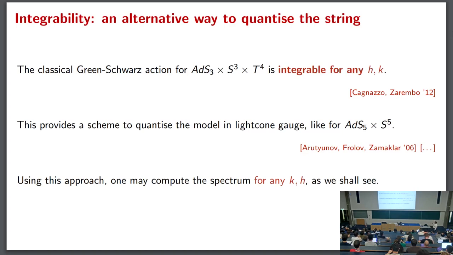At the classical level, this model, the string nonlinear sigma model, is integrable for any values k and h. And that allows you to basically come up with a scheme to quantize the Green-Schwarz action in light cone gauge. And this leads you to a set of equations for the spectrum for any k and h. And that's what I'm going to review.